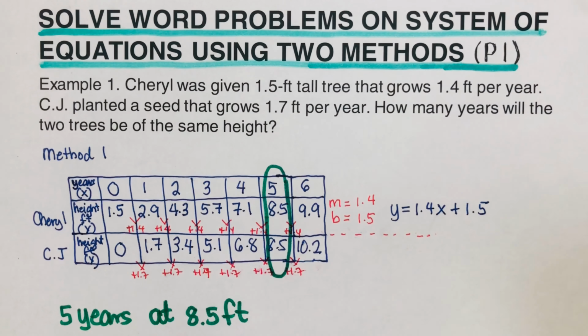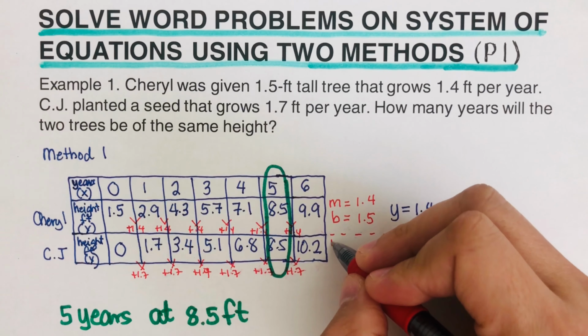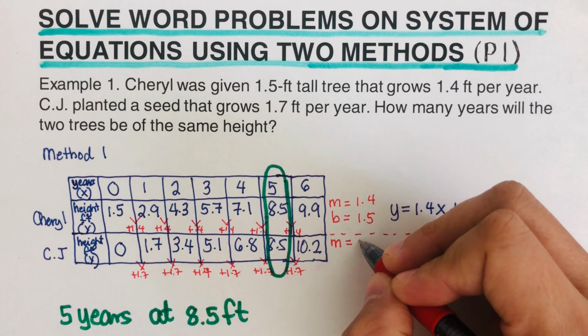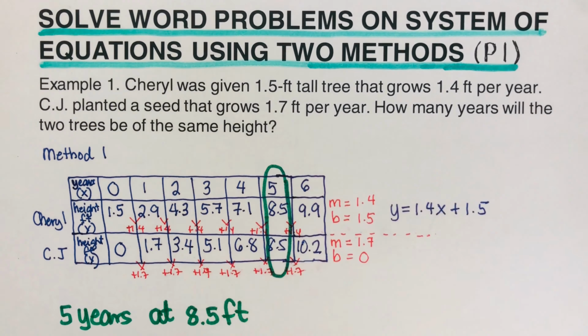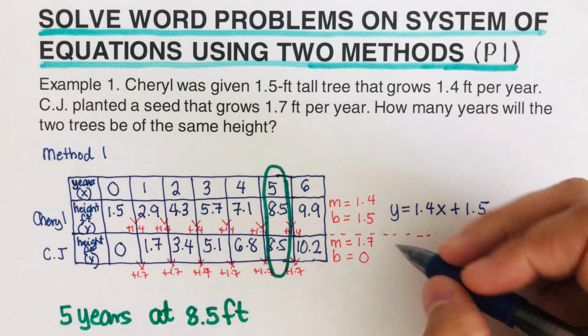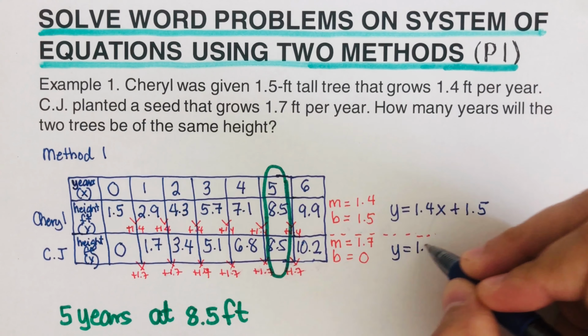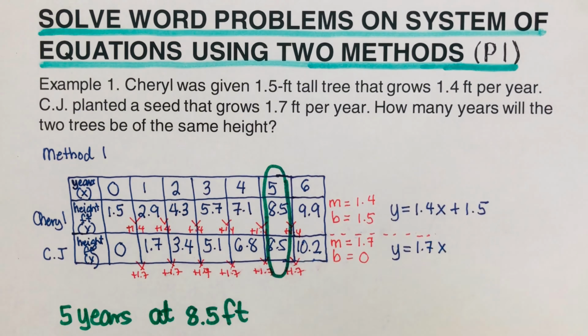And then CJ's tree, the M, or the growth factor, would be 1.7. And then the starting is 0. So then we can go ahead and write the equation as y equals 1.7x plus 0, which we don't have to write.